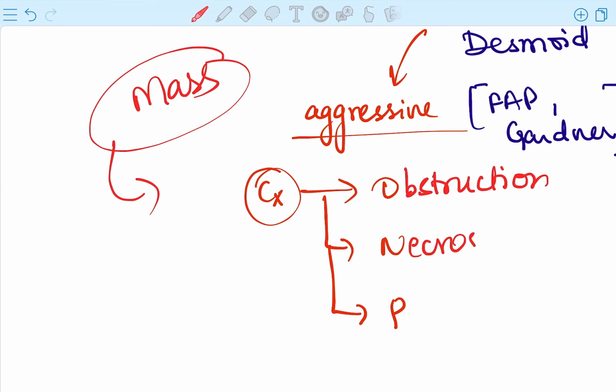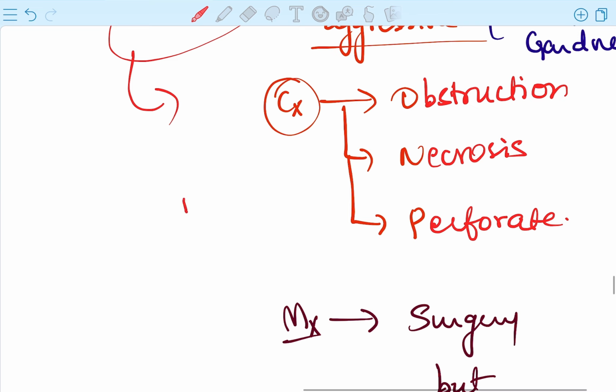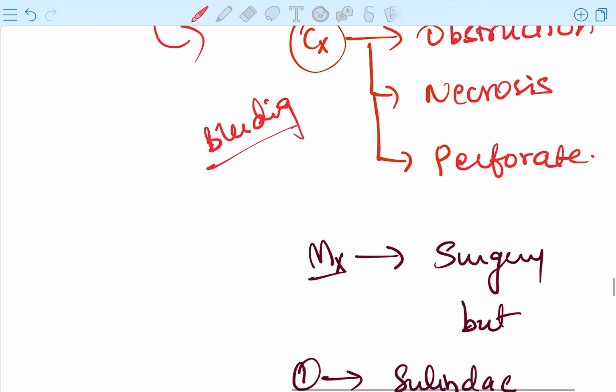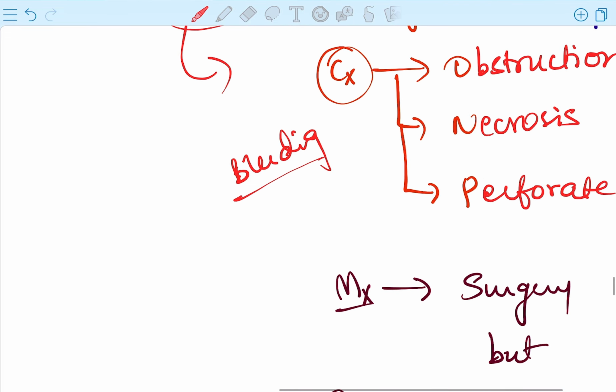There can be necrosis. When there is necrosis, what is going to happen? It can eventually perforate, right? And there can also be other complications like bleeding and so on. And all this leads to intense abdominal pain, peritonitis features. Okay. And how are we going to find it out?